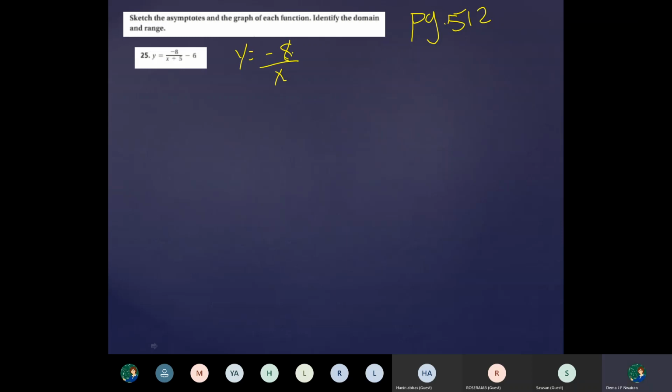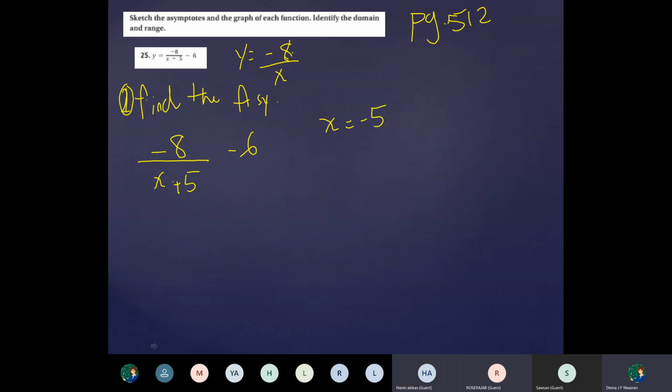Now, this is the first step. Then the second step, I have to find the asymptotes. Look here, it is like negative 8 over x plus 5 minus 6. So what about the value of x here? It is positive or negative 5? Negative 5. And what about the value of y? It's negative 6. Thank you.